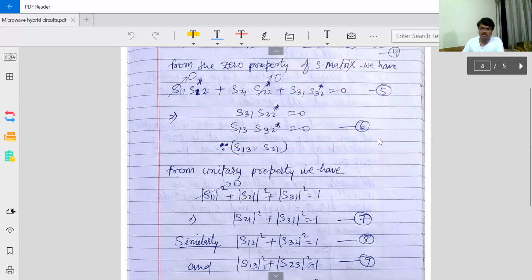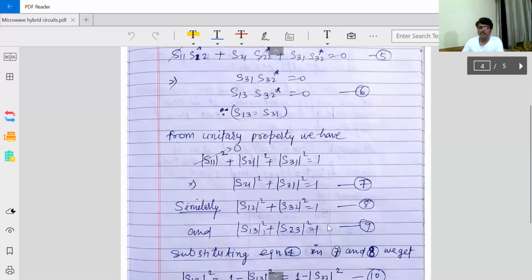The summation of the square of the magnitude of the first column, that is, magnitude of S11 squared plus S21 squared plus S31 squared, is equal to 1. Again, as we have assumed, S11 is 0, so it is S21 squared plus S31 squared equal to 1.